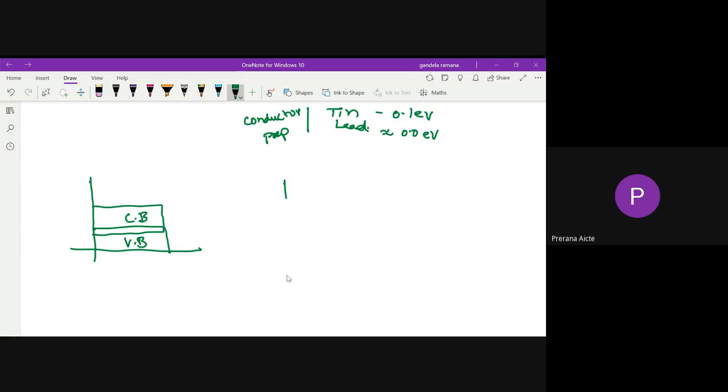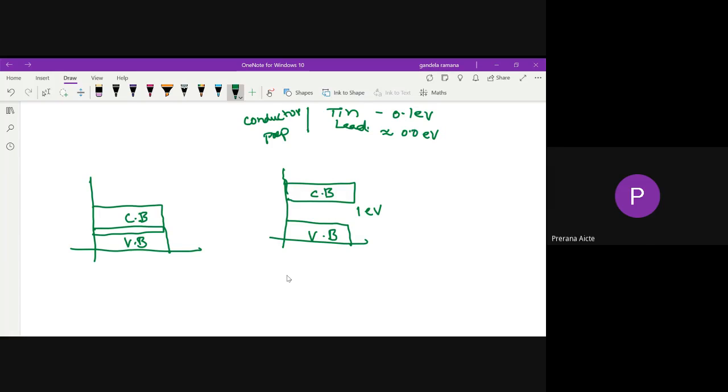In semiconductors, the forbidden gap is 1 electron volt. So this is the conduction band and this one is the valency band. What is the forbidden gap? The separation between the valency band and conduction band is called the forbidden gap. This is measured in electron volts. So here in conductors, it consists of less than 4 electrons.